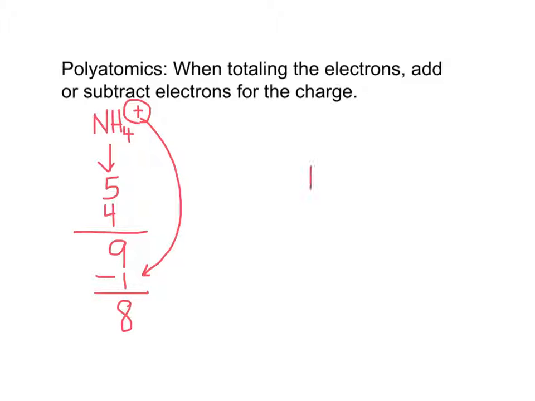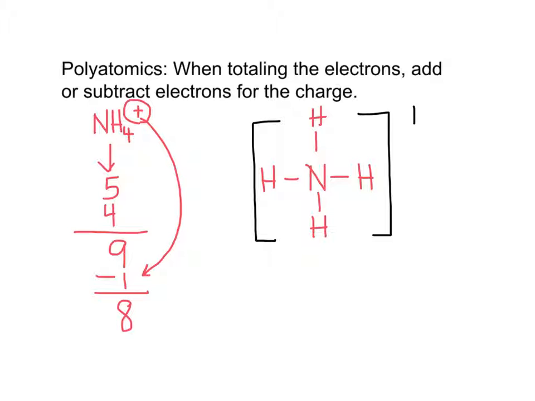Now when we draw it, we follow our rules. We're going to connect our hydrogens to the nitrogen. 1, 2, 3, 4. And guess what? In this case, this is 2, 4, 6, 8. That gives our nitrogen 8. Each of our hydrogens have 2, which is all they want. And then we're going to put brackets around this to show that it has a positive charge.